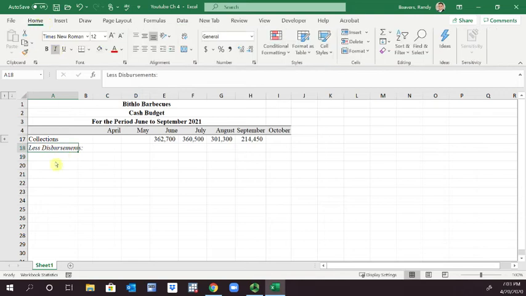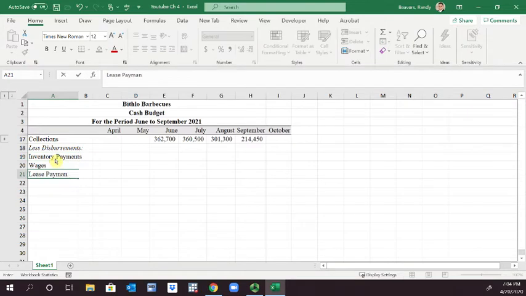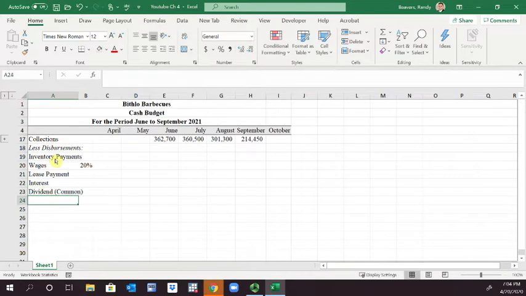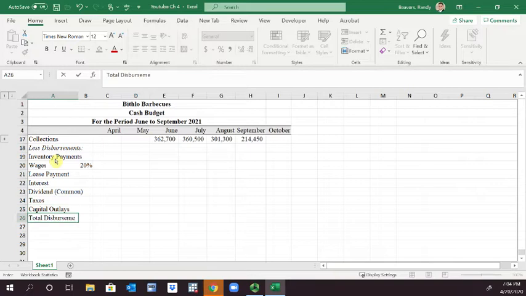I'll italicize that. So our disbursements are inventory payments, wages, lease payment, and I'm going to put 20% here for wages. We'll talk about that in just a second. Lease payment, interest, dividend for common shareholders, taxes, any capital outlays, and then lastly, total disbursements.